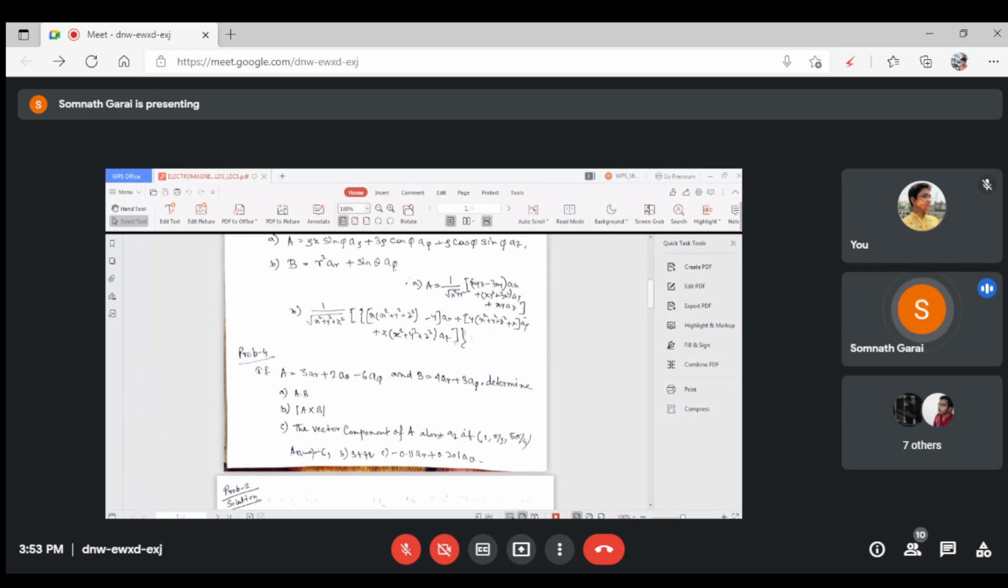Capital AR is equal to R square, the magnitude. Capital A theta is equal to 0 and capital A phi is equal to sin theta. Okay.